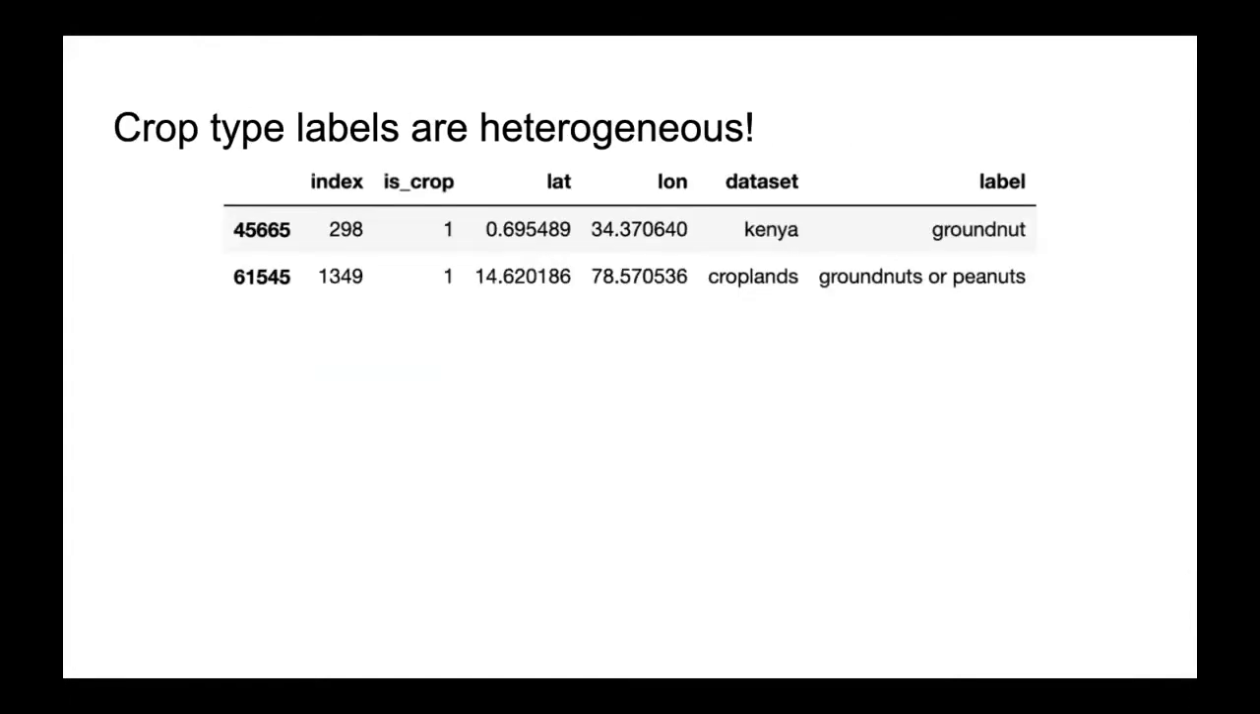One challenge here is that different datasets are collected by different projects with different goals in mind, and this makes them heterogeneous and difficult to combine. As an example, here are two different labels collected by two different data collectors. It'd be difficult to homogenize the data without losing the more granular information, in this case, replacing the more granular groundnut label with the coarser groundnut and peanut label.